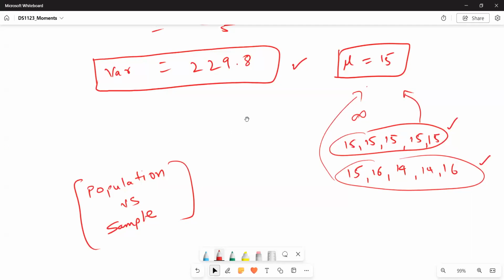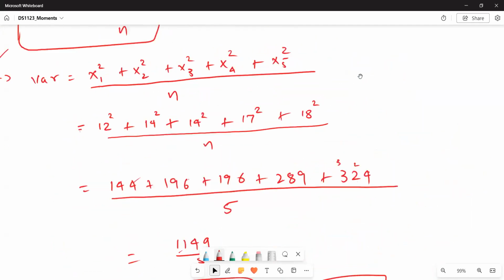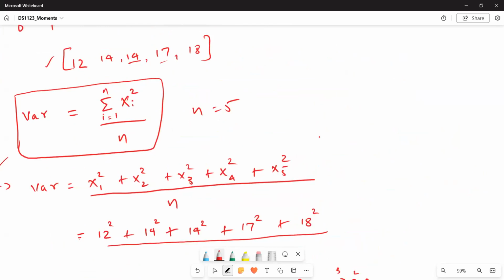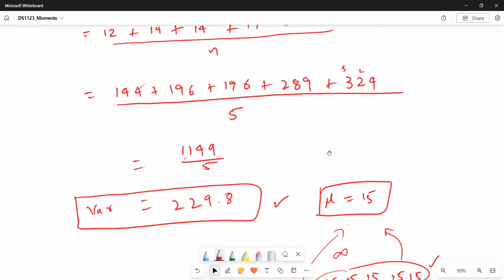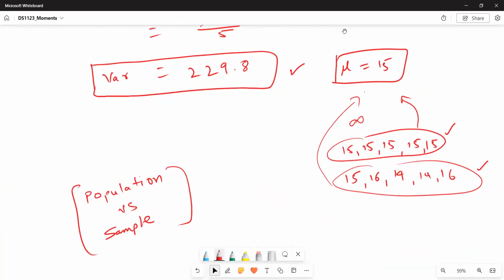right? So the variance that we are talking about here, this variance is basically the raw variance, right? We can say this is the crude variance, raw form of variance, and this is basically defined for population, right? If you want to calculate the same variance on the same data, considering it as a sample, right? So there's a sampling adjustment that needs to be added on the formula for variance, right?